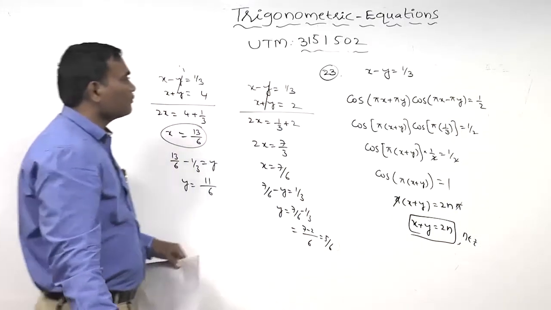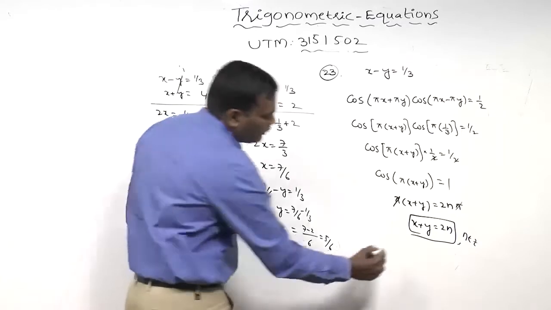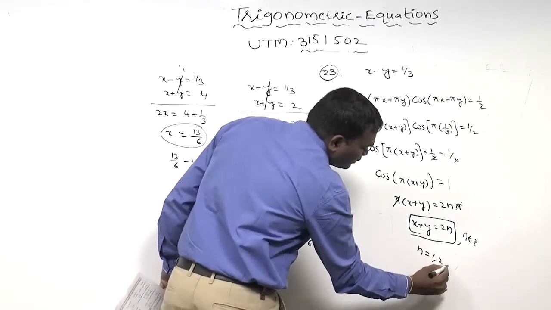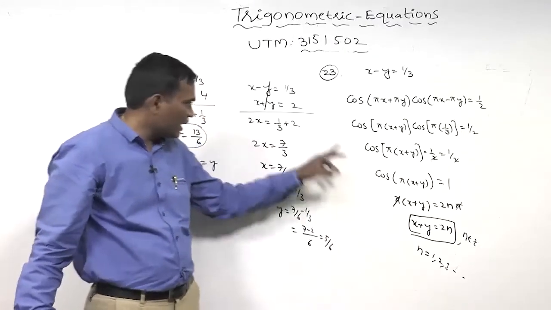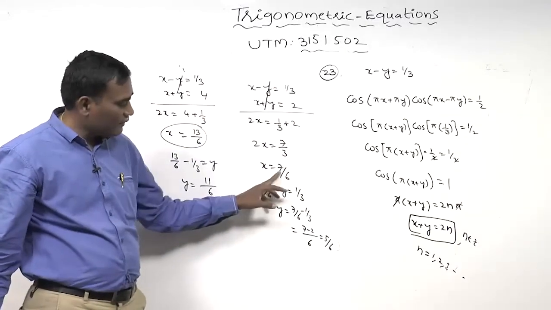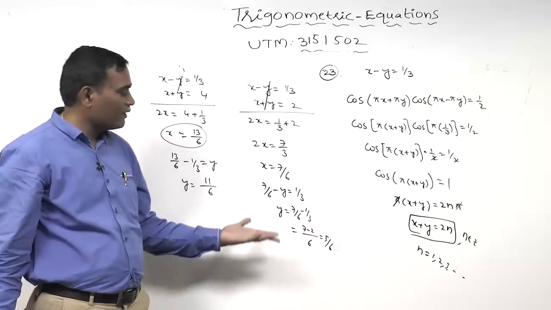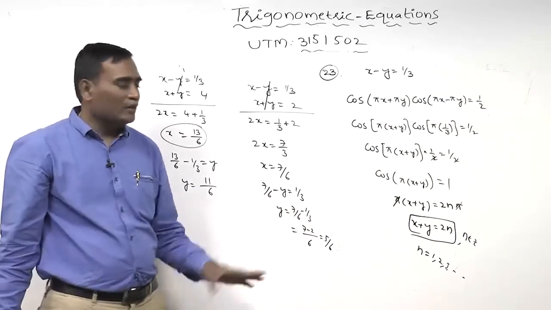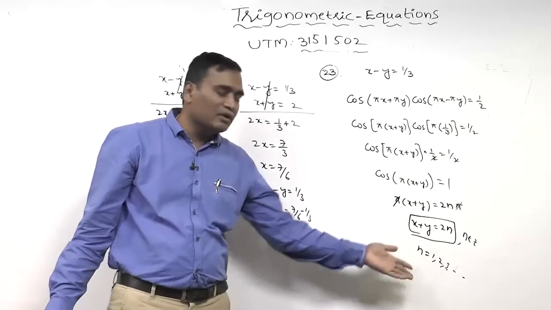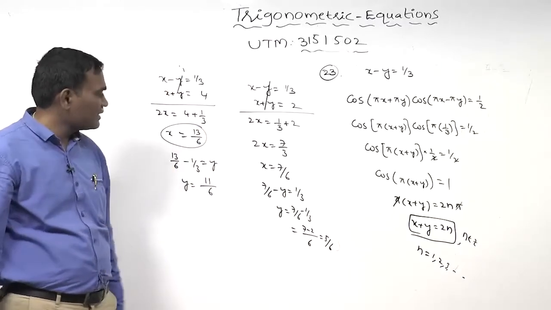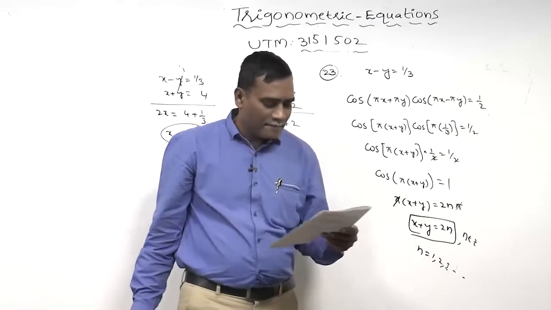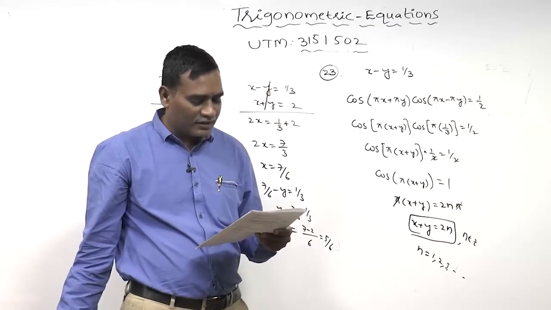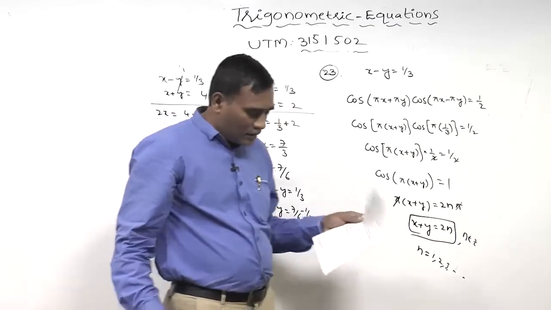Okay, you take n is equal to 1, 2, 3 and so on. First I have taken n is equal to 1 and solved. I got x is equal to 7/6, y is equal to 5/6. But (7/6, 5/6) is not there, so you take n is equal to 2. Then I got x is 13/6 and y is equal to 11/6. So option C is the correct answer.